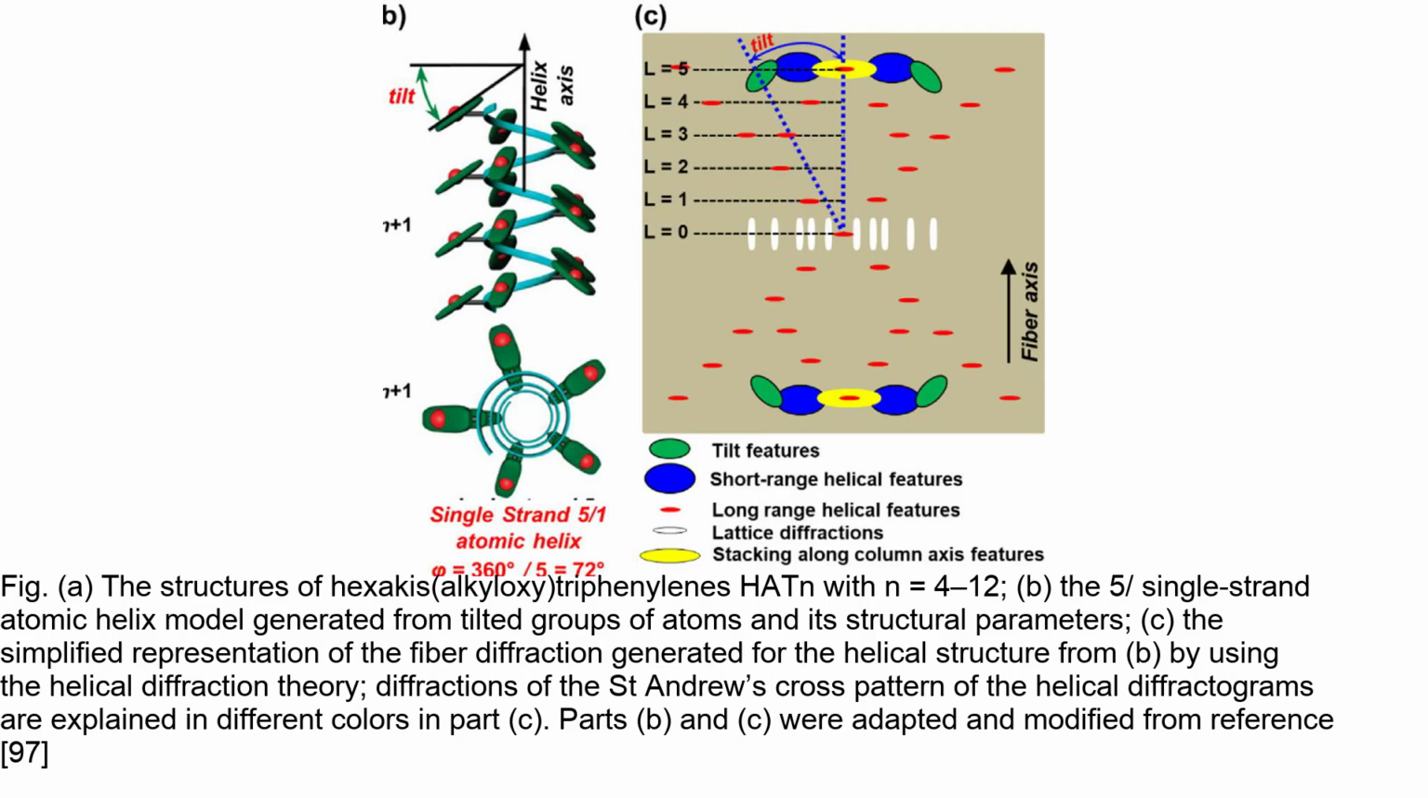This figure shows the structures of hexakis(alkyloxy)triphenylenes HAT-N with N equals 4 to 12. These compounds serve as the building blocks for the self-organizing assemblies studied in this research. The structures consist of a central triphenylene core with multiple alkyloxy chains attached to it. The length of the alkyloxy chains varies depending on the value of N, which ranges from 4 to 12. The figure also includes a simplified representation of the fiber diffraction pattern for the helical self-organized assemblies.